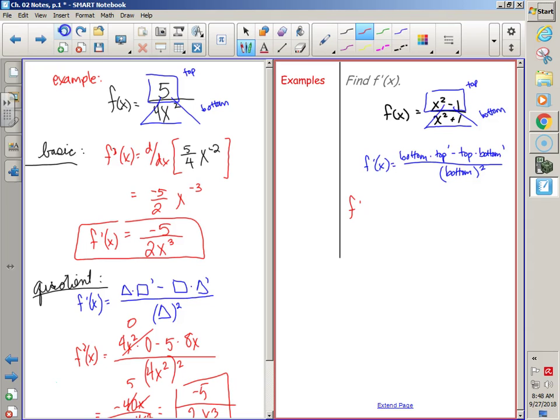So let's see how you guys plugged in, if you plugged in. Bottom, rewrite, with parentheses. With parentheses, bottom and top, numerator, denominators of fractions are always grouped. Bottom, d top, what's the derivative of the top? 2x. Minus top, rewrite. D bottom, what's the derivative of x squared plus 1? 2x. All over bottom, whole thing, squared.